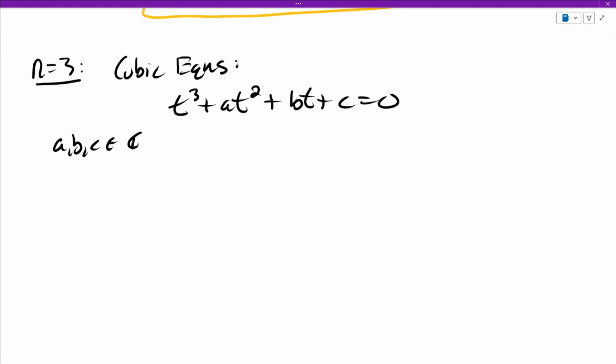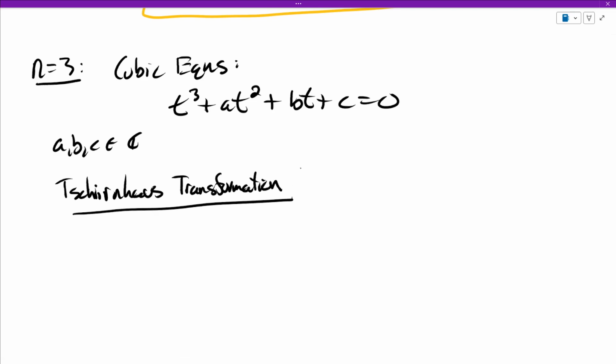So what we're going to do is something called a Tschirnhaus transformation, which is going to be a linear change of variables. We're going to declare a new variable y, and that new variable y should be t plus the quadratic coefficient over the degree. So the coefficient of degree 1 less over the degree of the polynomial. And this is equivalently saying, of course, t is y minus a over 3.